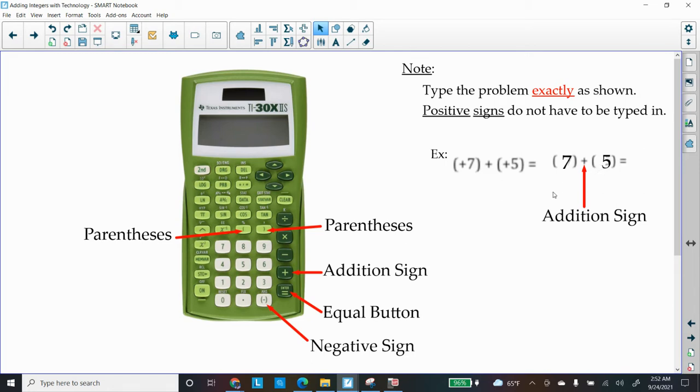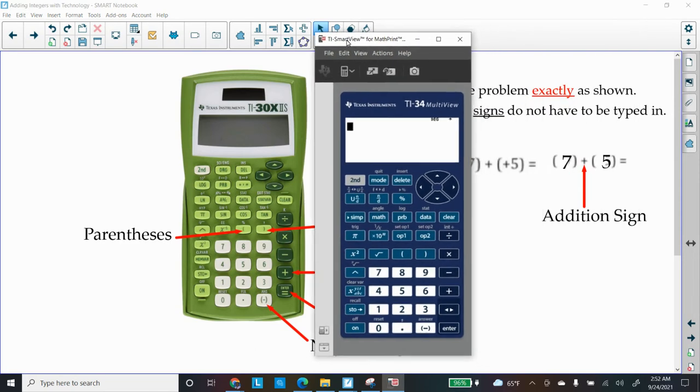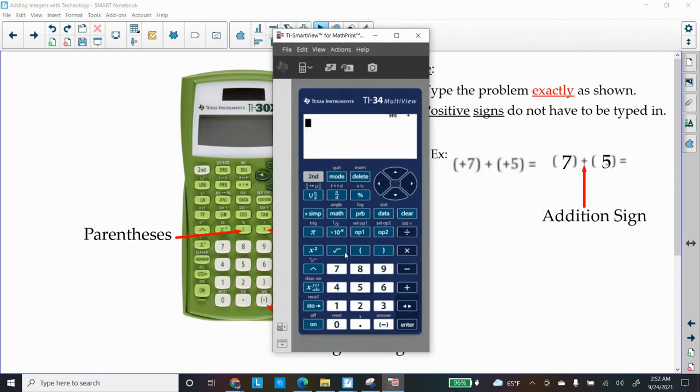So all I have to do is get my calculator, and let me get it out, and type parenthesis 7 parenthesis plus sign parenthesis 5 parenthesis, and I'll get my answer of 12.